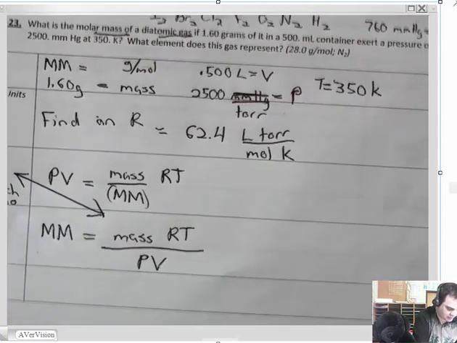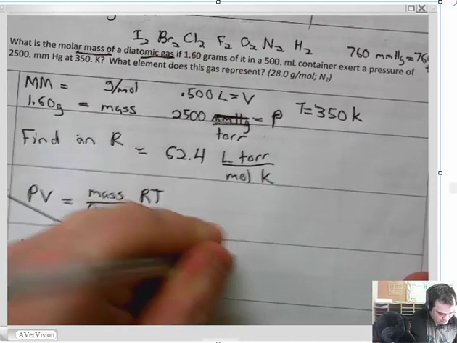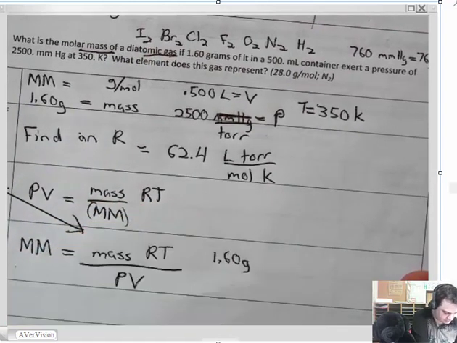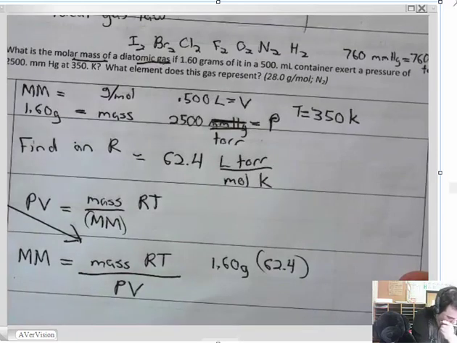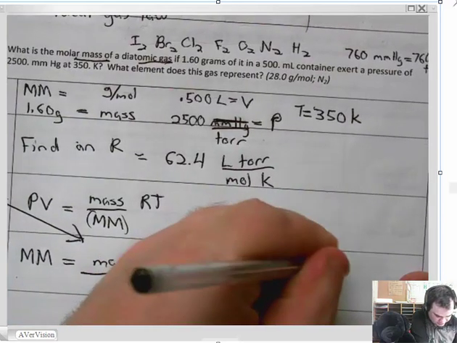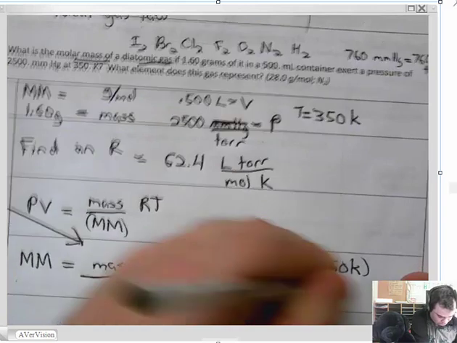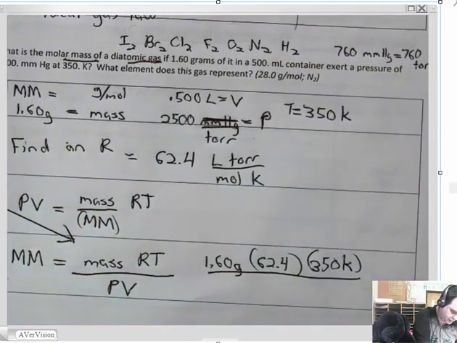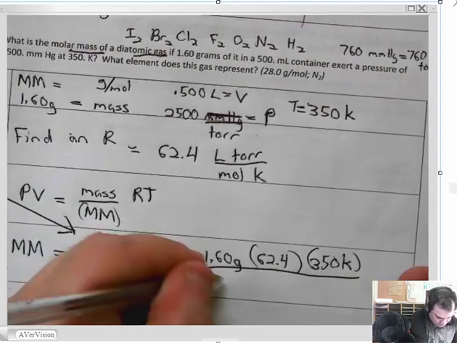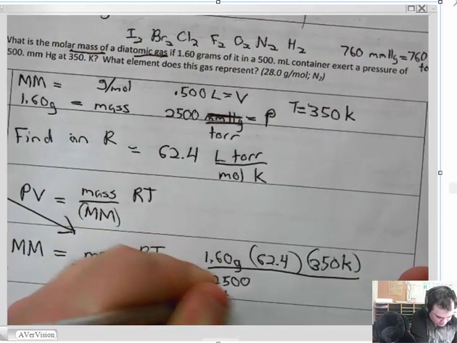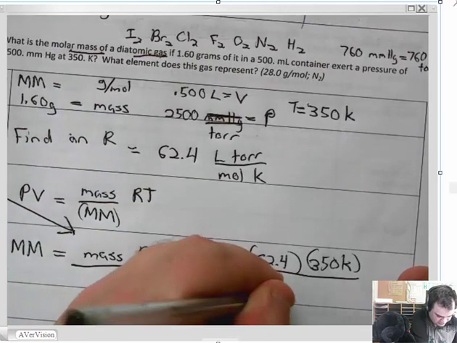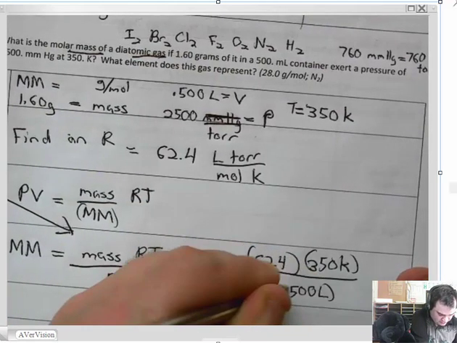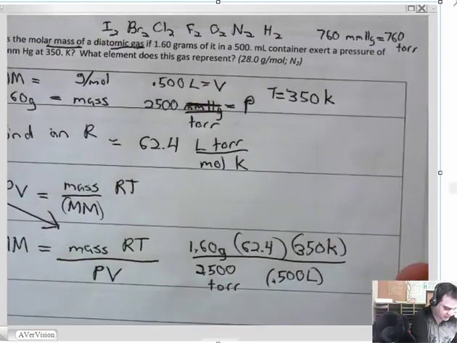Okay, let's see what the mass is. 1.60 grams. R is 62.4. T is 350 Kelvin. Pressure 2,500 torr. Volume 0.500 liters. Okay.